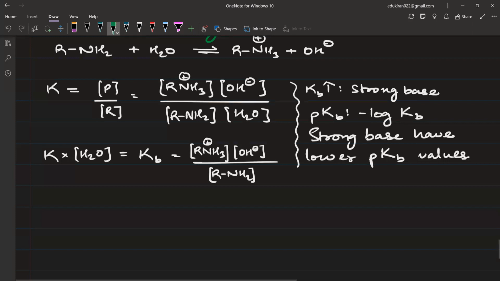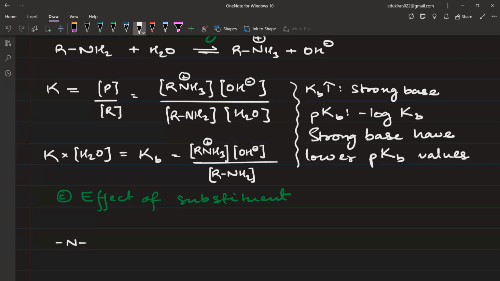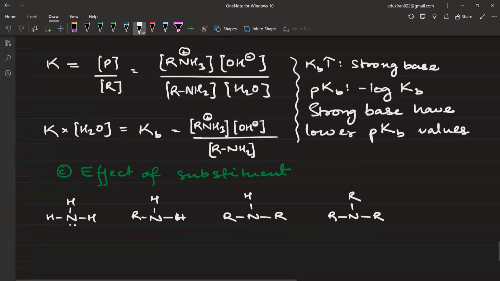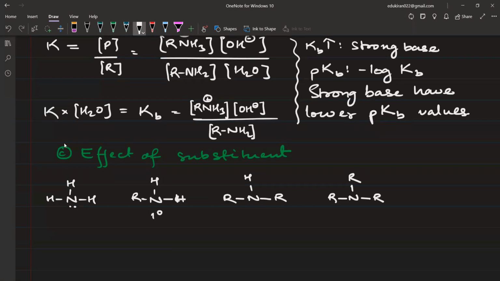The next point, the C part: effect of substituent. Now, in the effect of substituent, we are going to also look at ammonia, 1 degree amine, 2 degree amine, 3 degree amine, because all of them have a nitrogen atom. If you have 3 hydrogens, that is ammonia. Then you have nitrogen with 1 R group, any alkyl group, and 2 hydrogens. Then you have nitrogen with 2 R groups and 1 hydrogen. This is 2 degree. And you can also have R, nitrogen, R, and 1 more alkyl group. So this is ammonia, this is 1 degree amine, this is 2 degree amine, and this is 3 degree amine. All of them are bases because they have a lone pair of electrons.